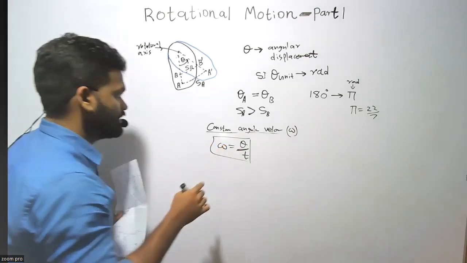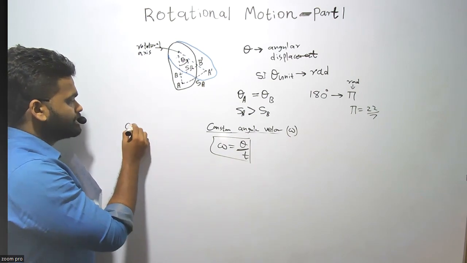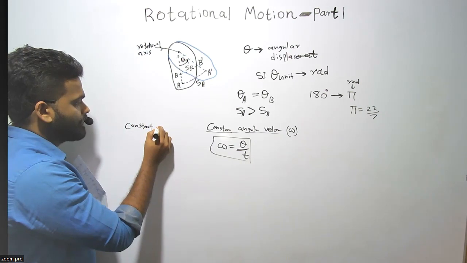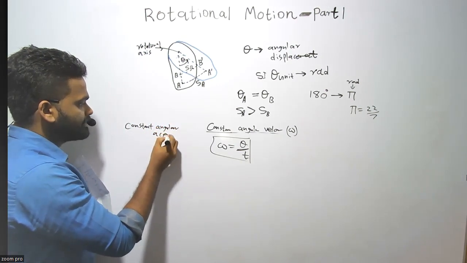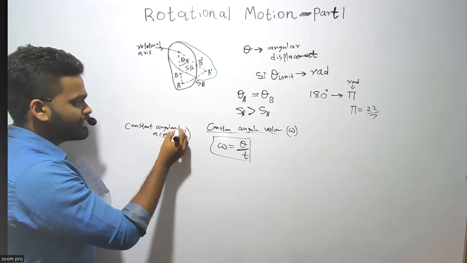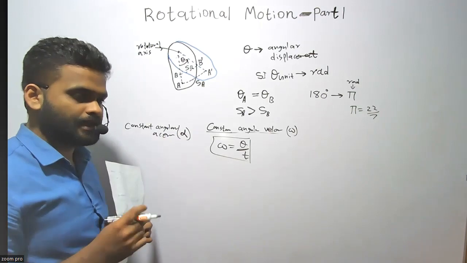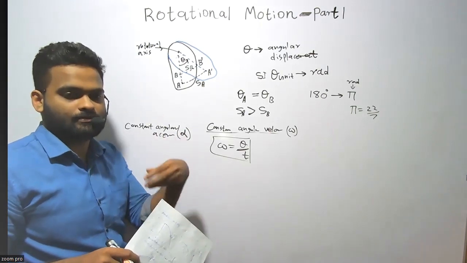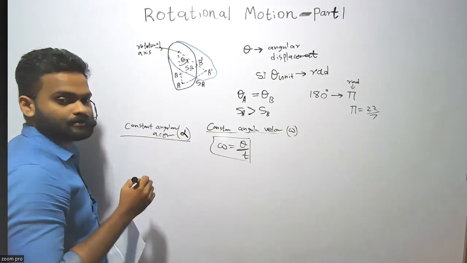Then another one is constant angular acceleration. We call that alpha. Usually linear acceleration, we call that simply a. Here we use alpha for rotational angular acceleration. So for rotational angular acceleration, we have a set of equations.